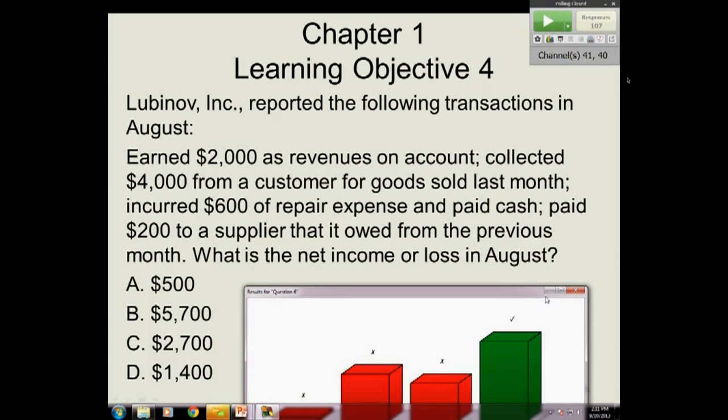I just told you a few minutes ago that if you worked last week, that's your revenue on account. If you get paid this week, it's not revenue this week, it's earned last week. So if you earn revenue today on account, it's income. If you collect it from something you did in the past, it's not. If you incurred expenses of 600, it's repair expense. If you paid cash to a supplier for something you bought last month, it's not an expense. So the answer is very simple. It's 2,000 minus 600, or 1,400.